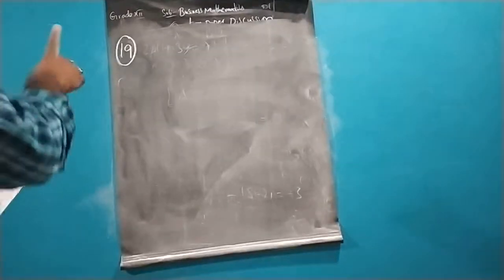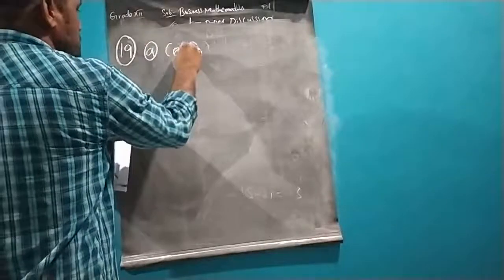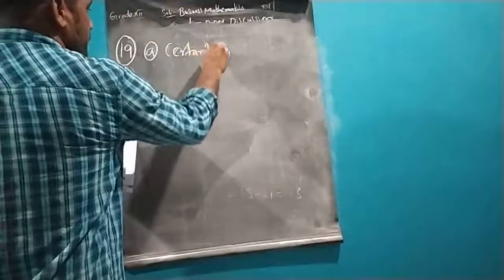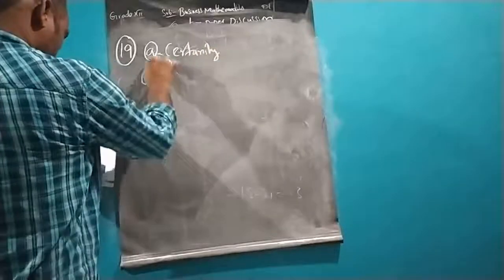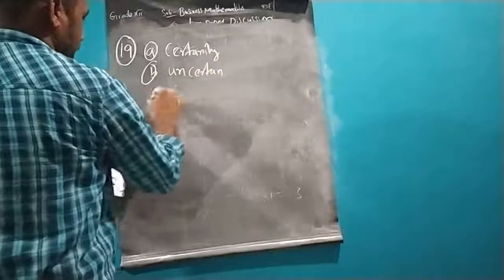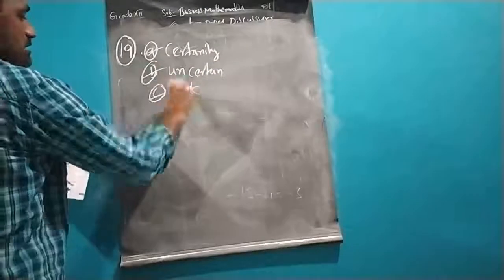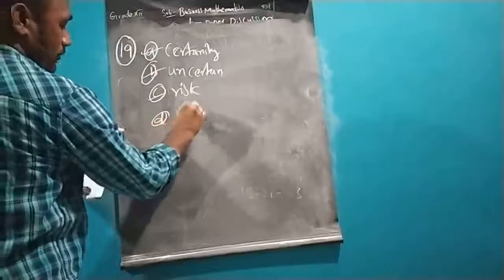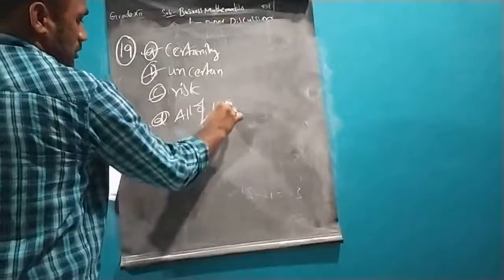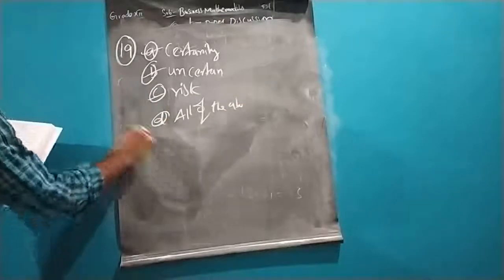Next we have the 19th question, MCQ. A type of decision making environment. So we can call certainty a decision making environment. Uncertainty is also a decision making environment. And risk is also a decision making environment. So these three are satisfying. So option D, all of the above.